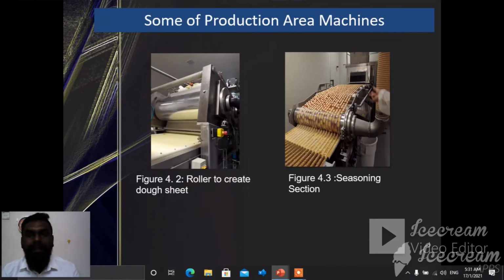Okay, this is some of the production area machines. Figure 4.2 shows the roller to create the dough sheet, and 4.3 is the seasoning section. So the seasoning section is the machine that uses a lot of bearings and causes high downtime.